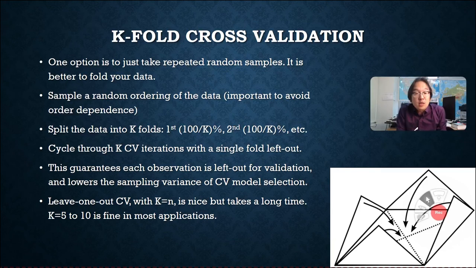This guarantees each observation is left out for validation and lowers the sampling variance of cross-validation model selection. Leave-one-out CV, with big K equals N, is nice, but takes a long time. K of 5 or 10 is just fine in most applications. So don't get too complicated, right? Just 5 to 10 is good enough.